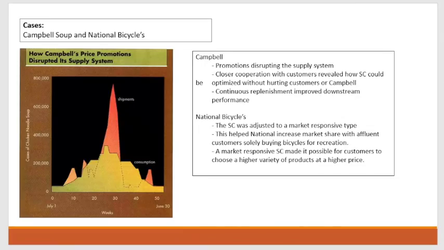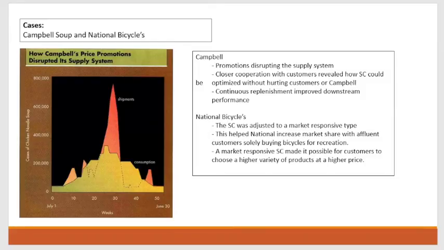He brings up two cases, one for Campbell and one for National Bicycles. It's basically one example of how a company was able to collaborate with suppliers and achieve a much more efficient supply chain, instead of making price promotions and other things that would be more related to an innovative product.